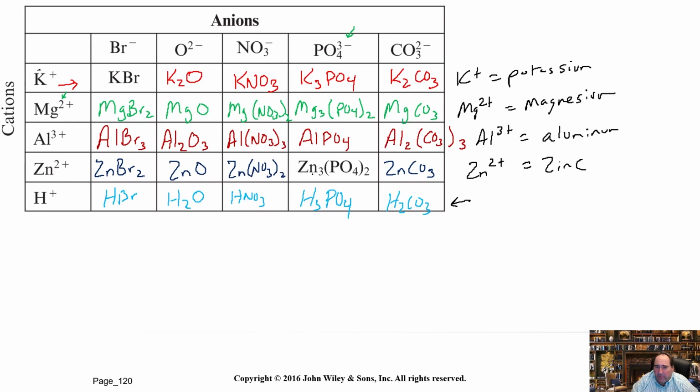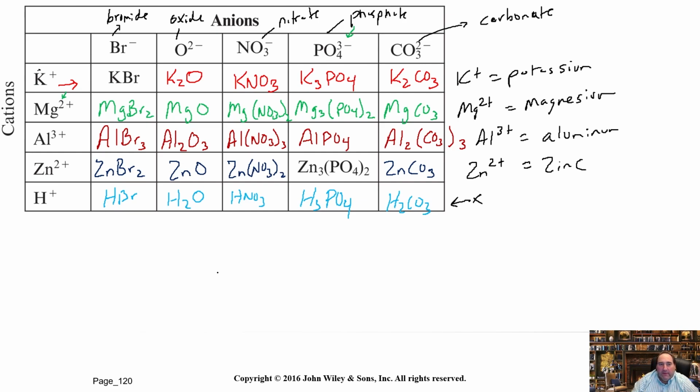And again, we will save this for maybe another time here. So we didn't talk about some of this naming part yet. All right, on top here are negative guys. These are the guys that get the IDE, that is bromide. That is oxide. That is nitrate. That is phosphate. And that is our friend carbonate.